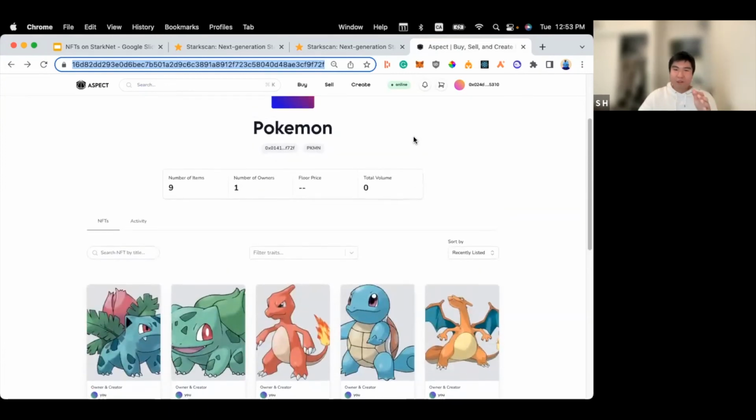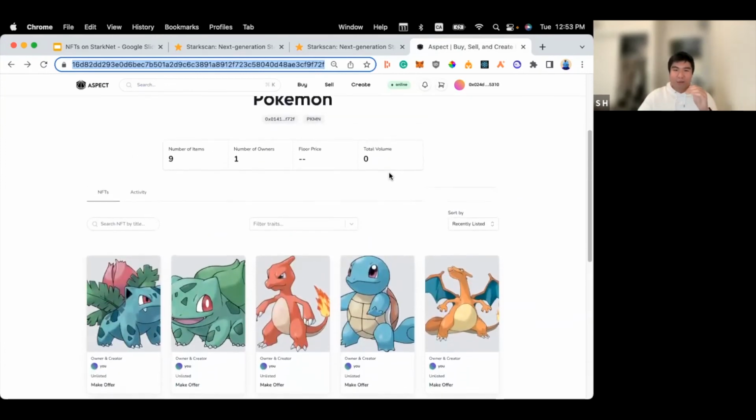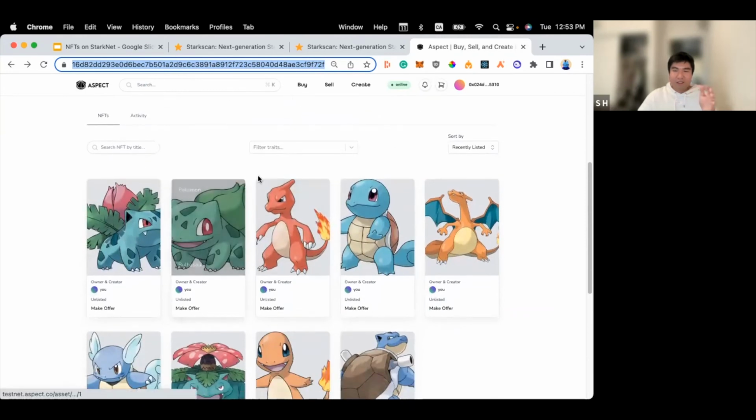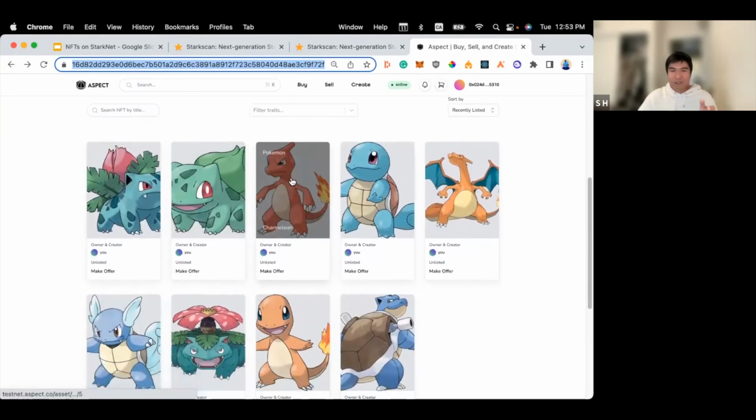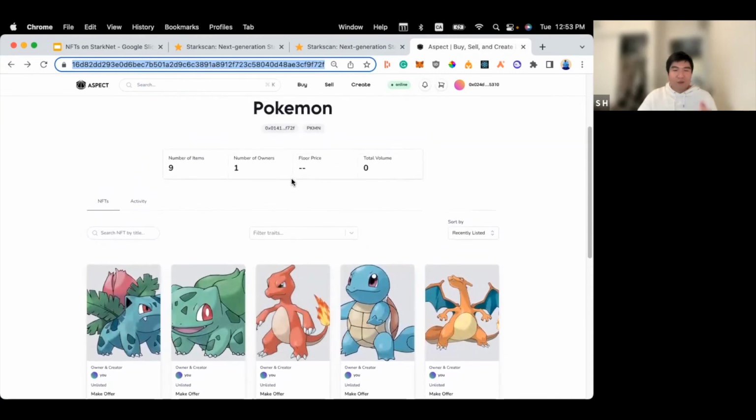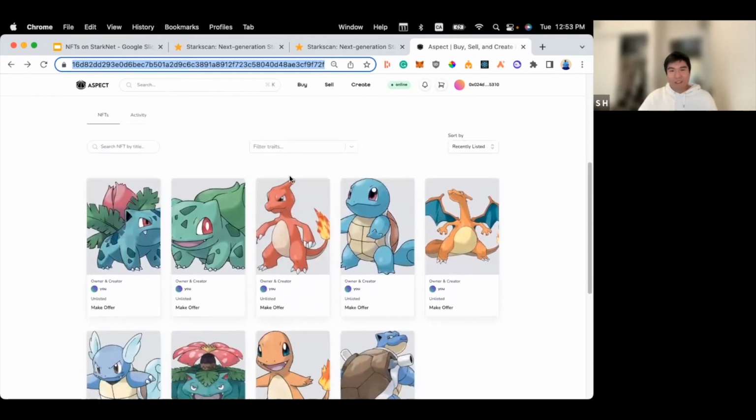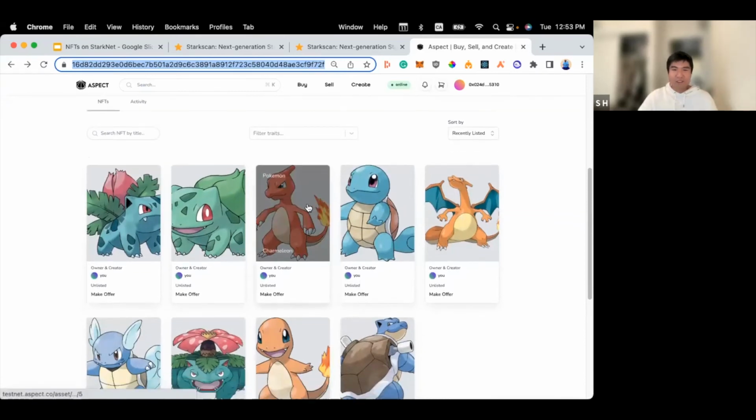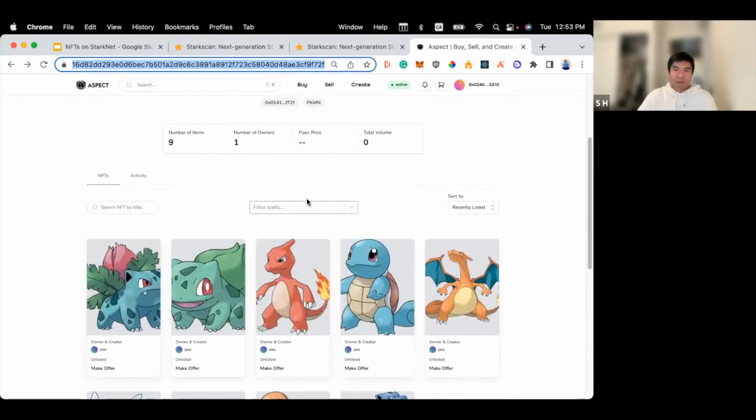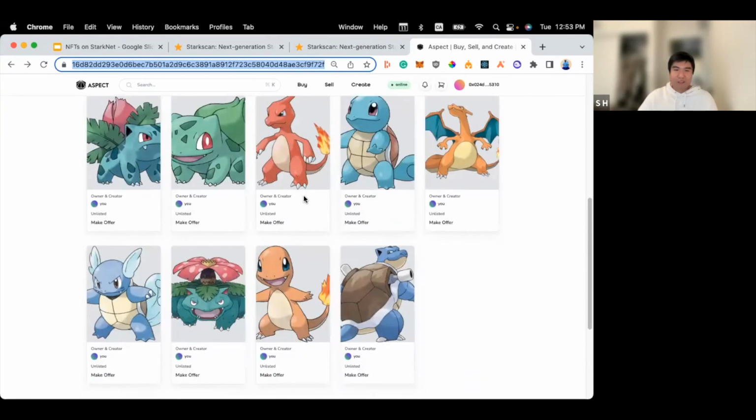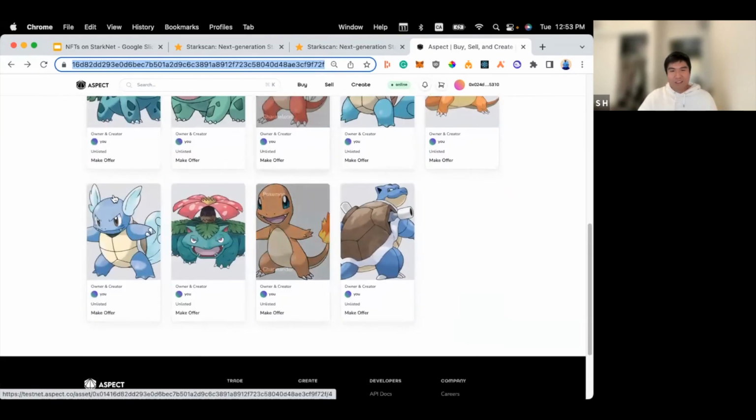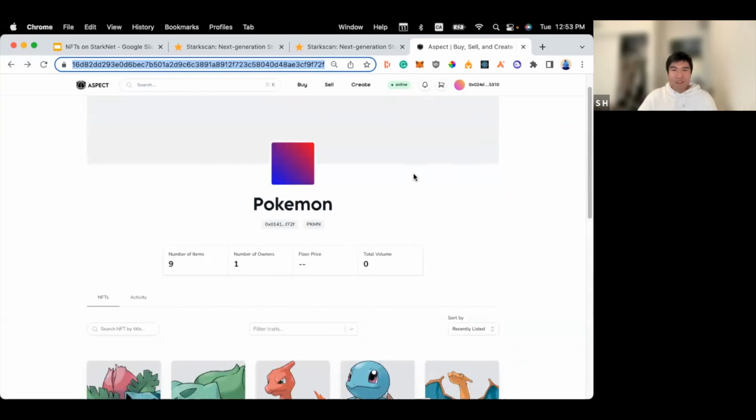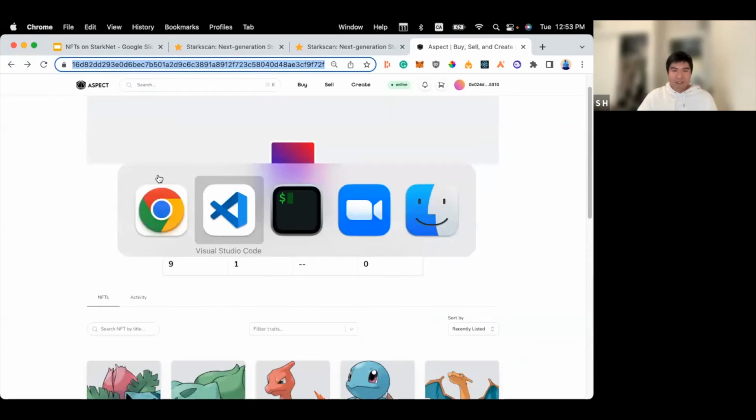This is only for testing purposes, right? I'm not going to sell Pokemon NFT tokens. When you do want to sell real tokens, I highly encourage you to use your original work. But for this demo, I'm a big fan of Pokemon, and I kind of grew up on Pokemon, and thought this would be a very interesting and cool example.